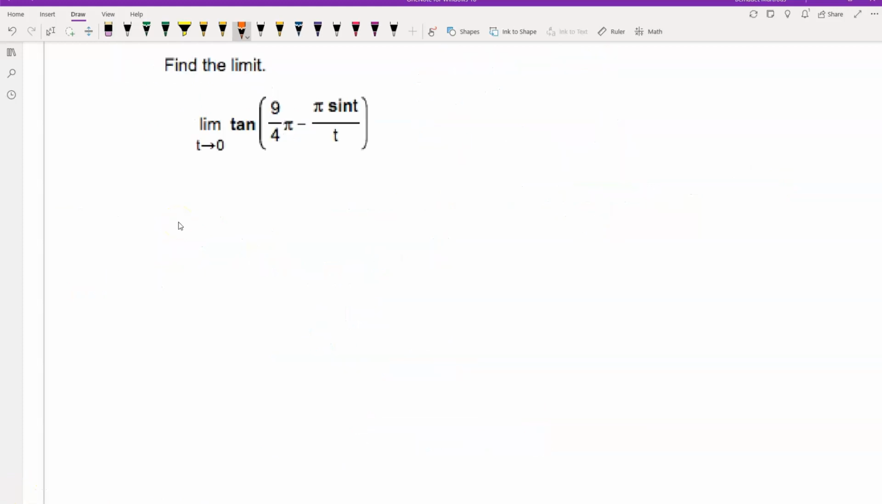Find the limit of tangent of (9 divided by 4 pi minus pi sine t divided by t) as t approaches 0. Tangent is continuous at every point in its domain. However, in this part, when t approaches 0, we're going to have 0 in the denominator. So I'm going to use the limit of sine theta divided by theta as theta approaches 0, and that is equal to 1.